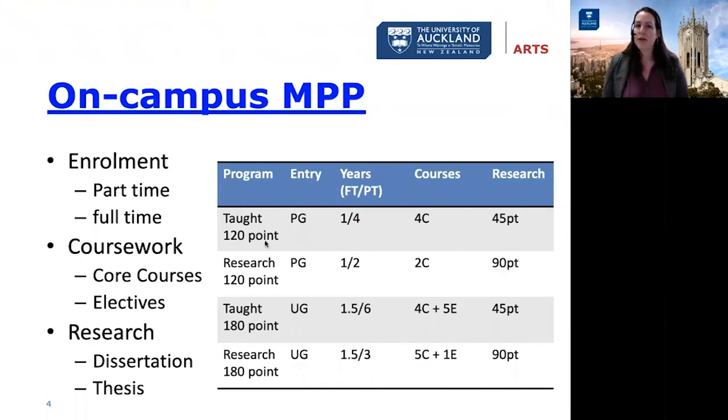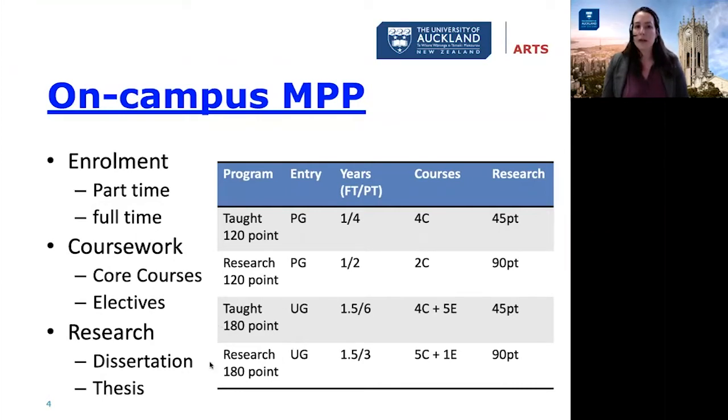So a taught 120-point MPP has 4 core courses and a 45-point dissertation. The dissertations allow you to work on a supervised research project with an academic who may or may not be in politics or public policy, but sometimes we have supervisors come from education or sociology, geography, environmental studies, whatever the research area is that you're really interested in pursuing.